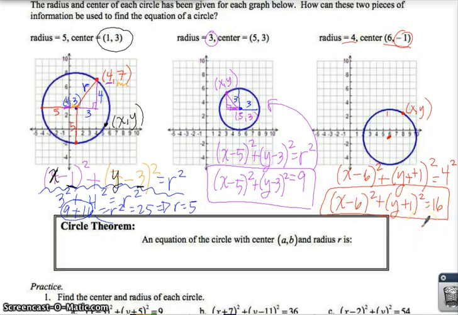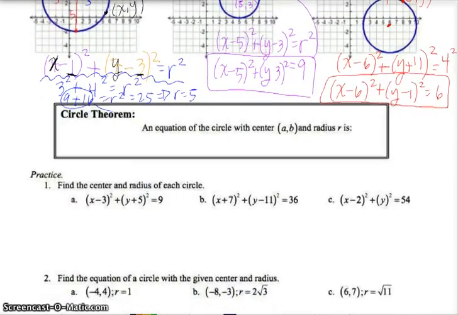Notice I'm not solving for this, I'm just identifying what the equation of a circle is. That is the equation of a circle. That means I can plug in any x or y value on the circumference, and if I do, it's going to make this statement true. The left-hand side will equal the right-hand side.